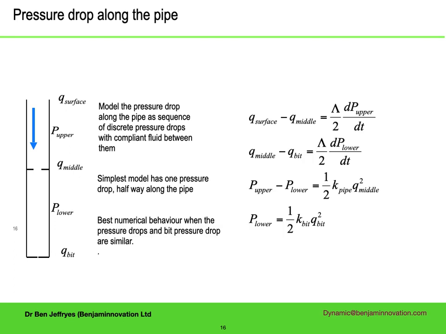As the model is nonlinear, it can be a bit unstable if parameter sizes vary too much, so it's best not to divide the pipe up into too many sections, so that each of the discrete pressure drops is of a similar size to the bit pressure drop.